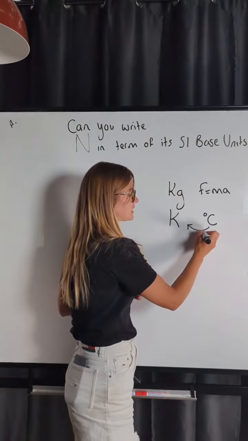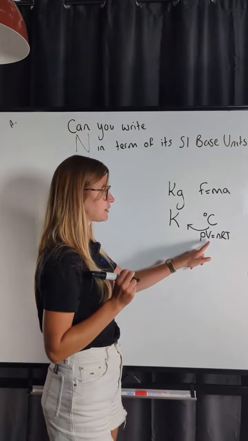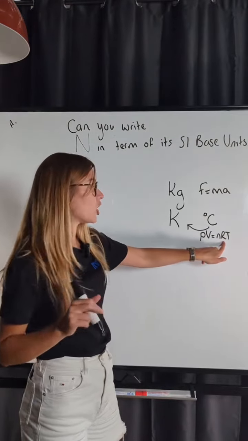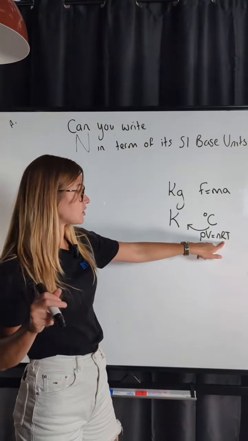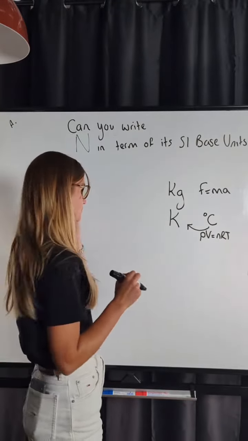One of the equations you'll see coming up is PV equals nRT. So that is pressure times volume is the number of moles. Yes, there's moles in physics. Times R, which is your molar gas constant, times T, which is your temperature, which is going to be in Kelvin.